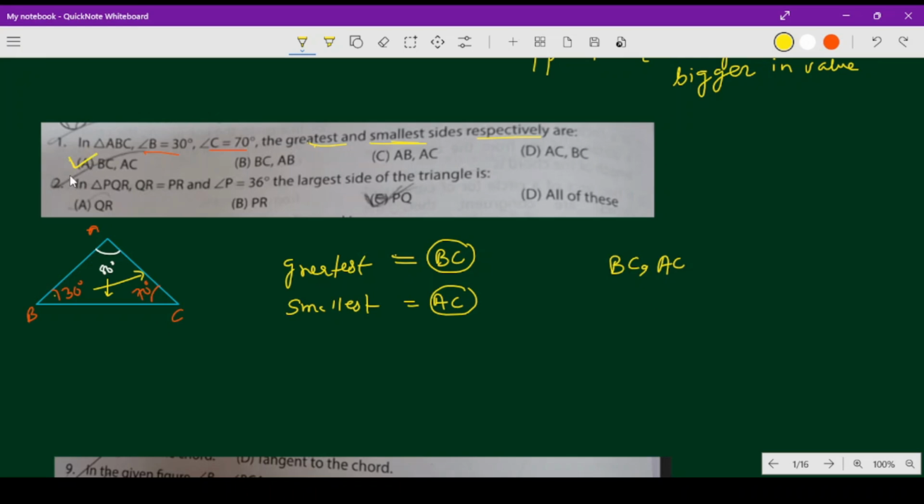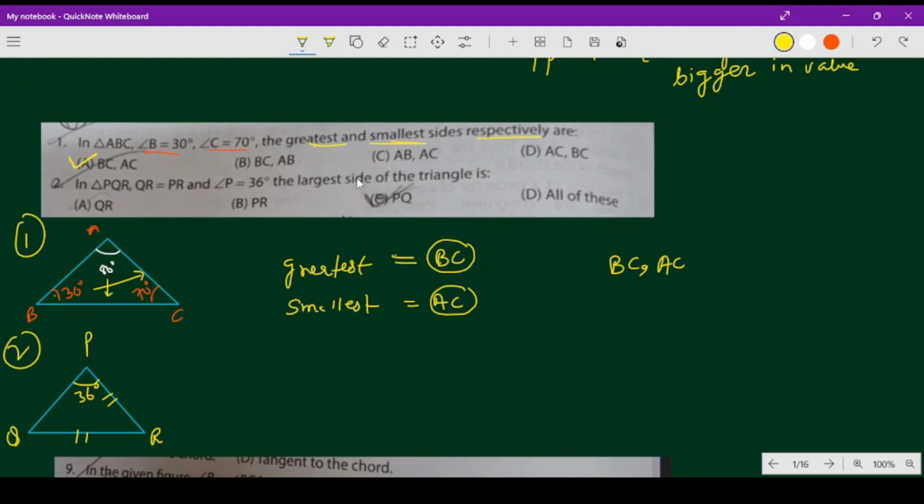Now in question 2 that we have been given, PQR is a triangle. So let's draw the triangle PQR and mention the given information. QR and PR are both equal, and it mentions that angle P is 36 degrees. So angle P is 36 degrees over here.